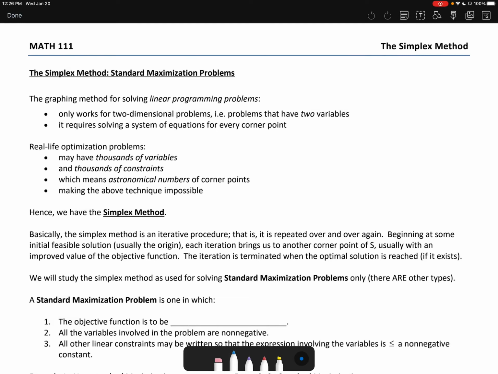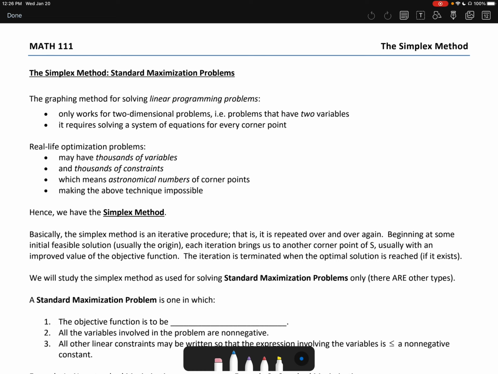Hi everybody, in this lesson we are going to be covering the simplex method. And in this course, we are only working with standard maximization problems. There are other problems we could do, but we're going to stick to just this one type.